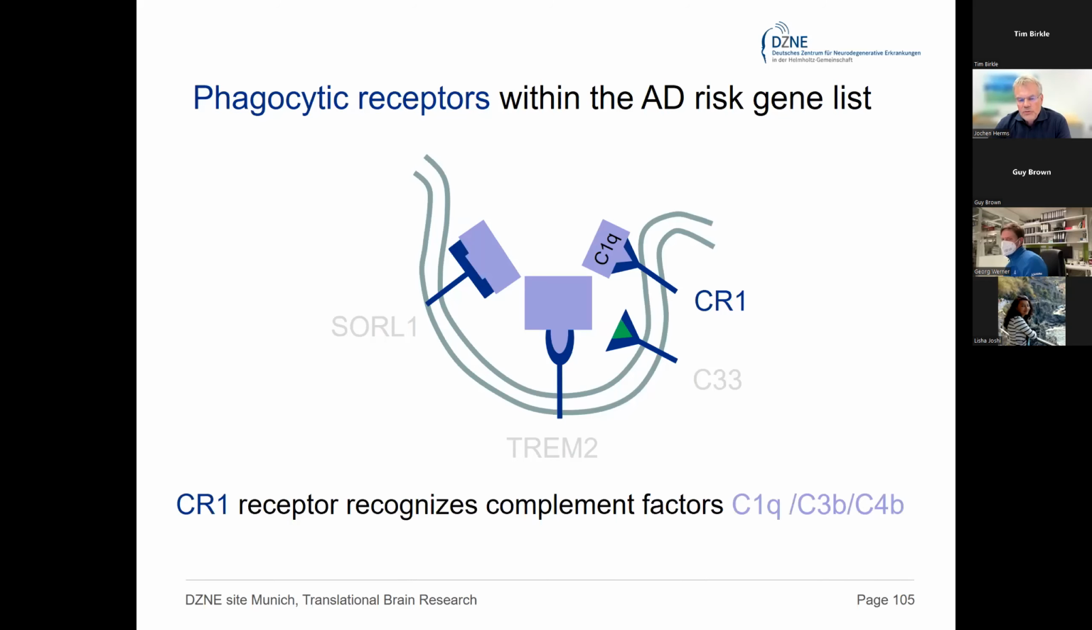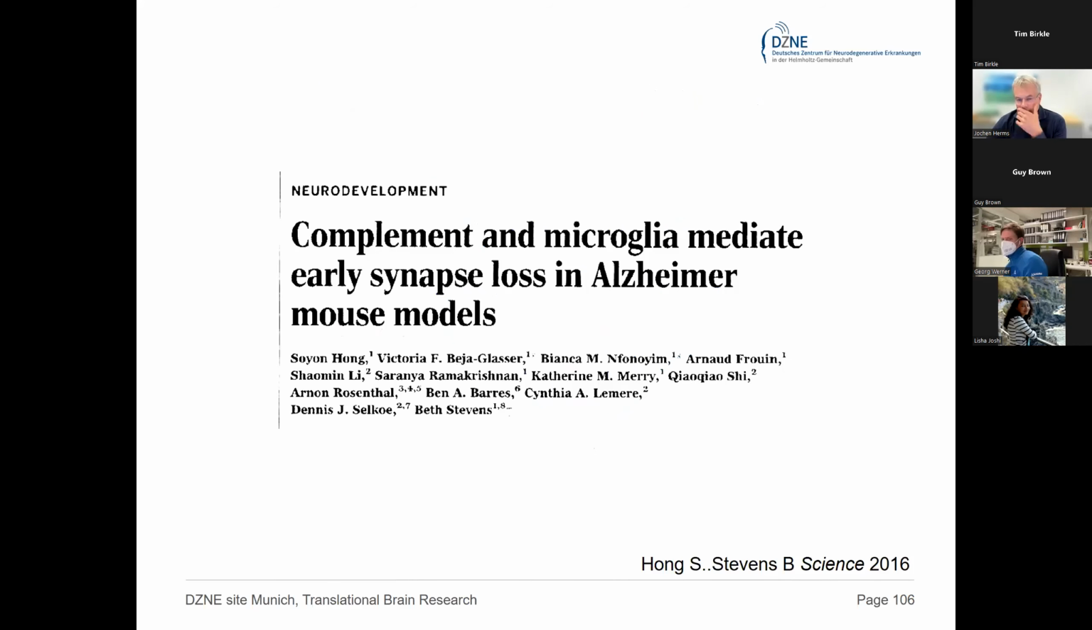So the last receptor I would like to talk about is the CR1 receptor, and the opsonin is C1q. This receptor does not only recognize C1q, but also C3 and C4. And there was an important paper showing that complement and C1q decoration of synapses mediate early synapse loss in an Alzheimer's disease mouse model from Beth Stevens' lab.